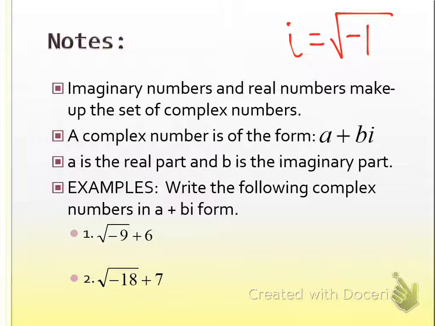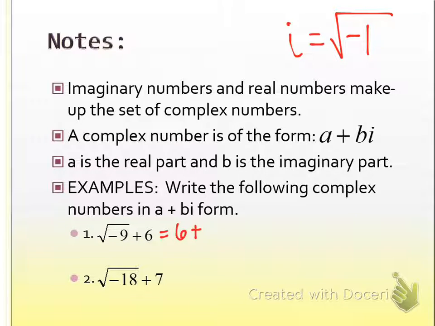So on both of these, which number do you think needs to come first to represent the a? 6. The 6 on number 1. The 6 needs to come first. And what about on number 2? 7. The 7 would have to come first. So that's important. The real number part comes first. So we know already that this has to be rewritten as 6 plus.